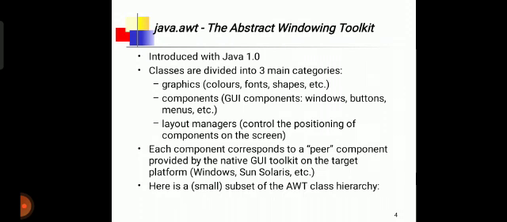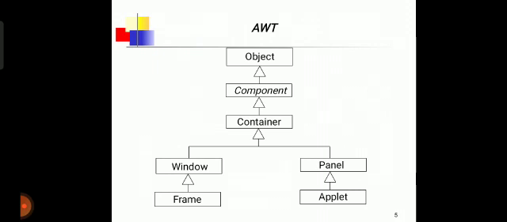Each component corresponds to a peer component provided by the native GUI on platforms such as Windows, Sun Solaris, etc. Here is a small subset of the AWT class hierarchy. So we have to introduce AWT.